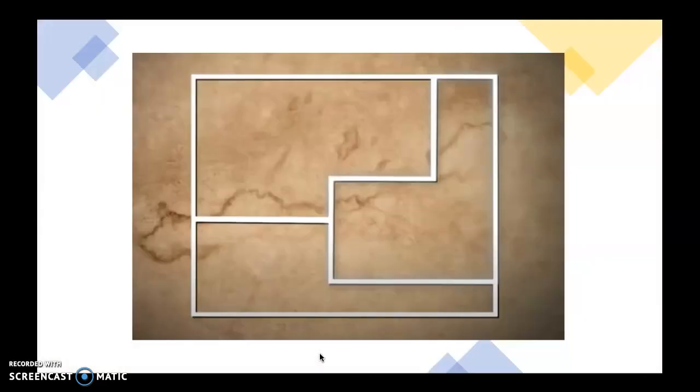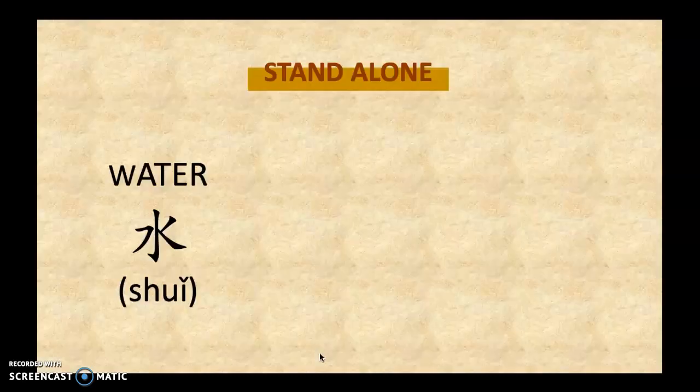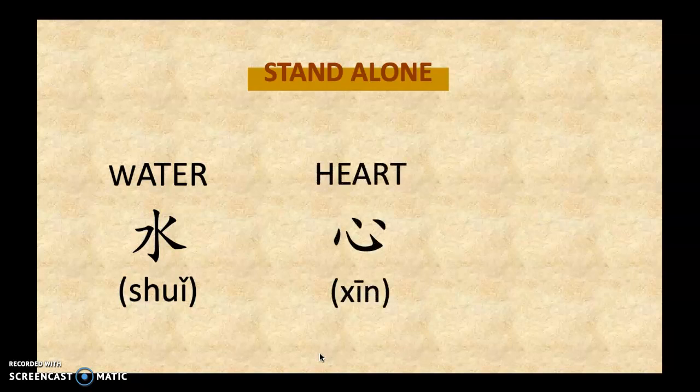Let's give you some more examples. Think about Chinese characters like Lego blocks. They are built part by part. Usually one part represents the meaning and the other the pronunciation. There are some basic characters that can stand alone, like 水 for water, 心 for heart, and 口 for mouth.